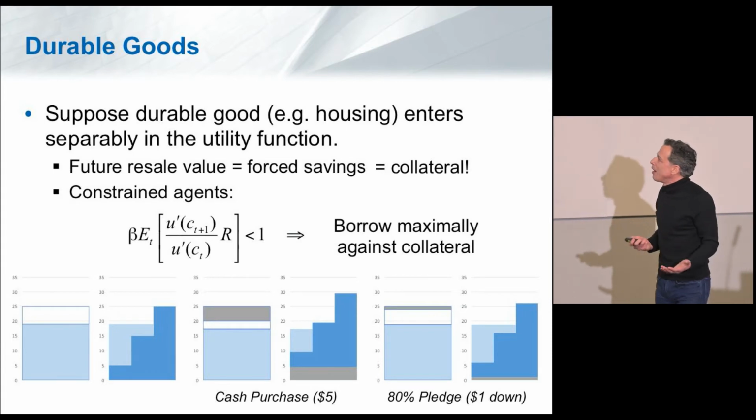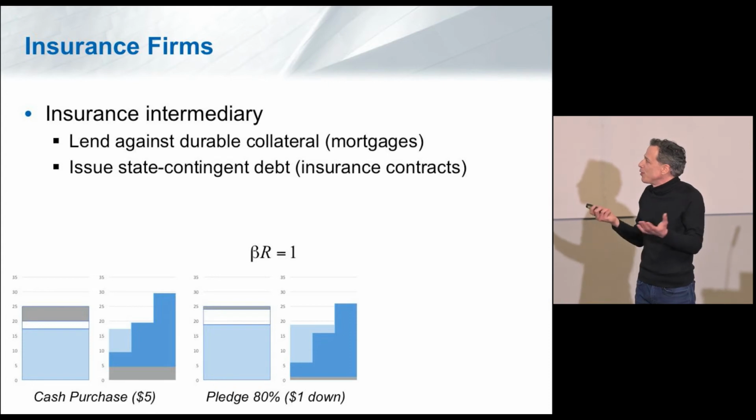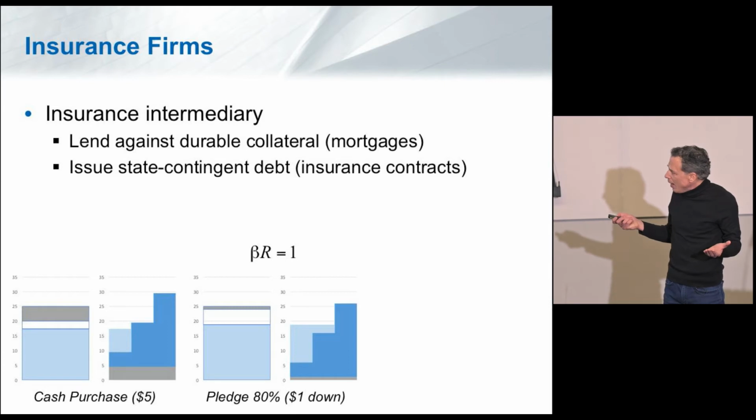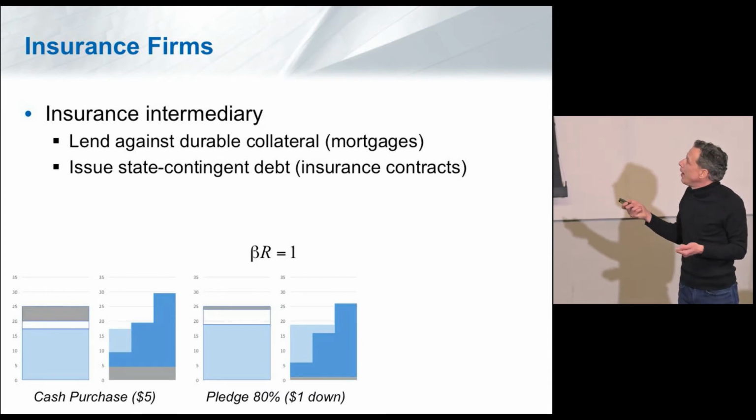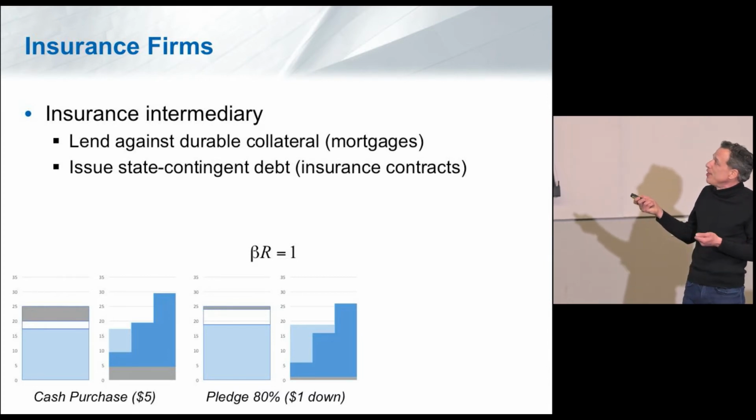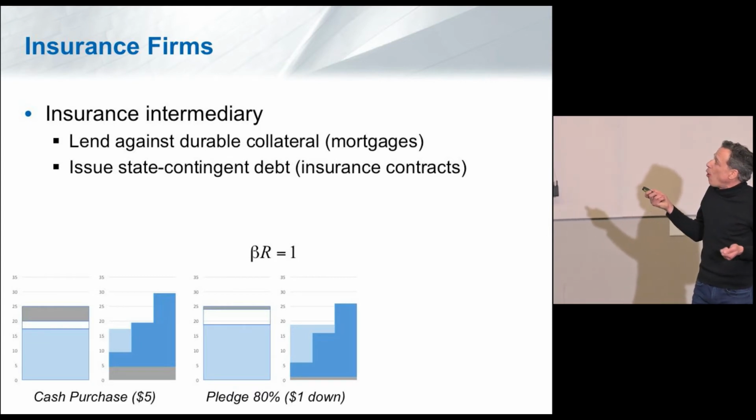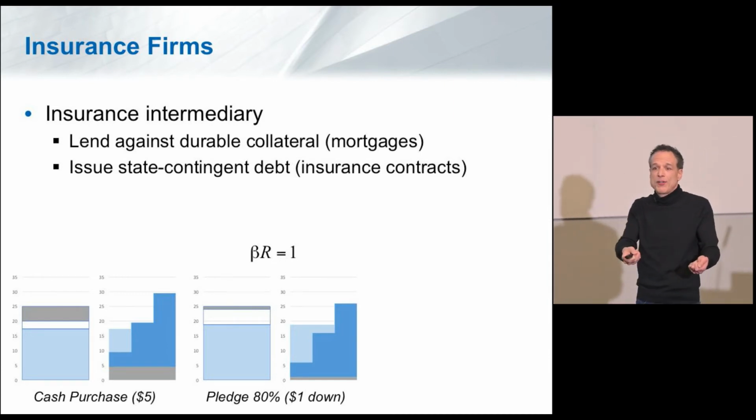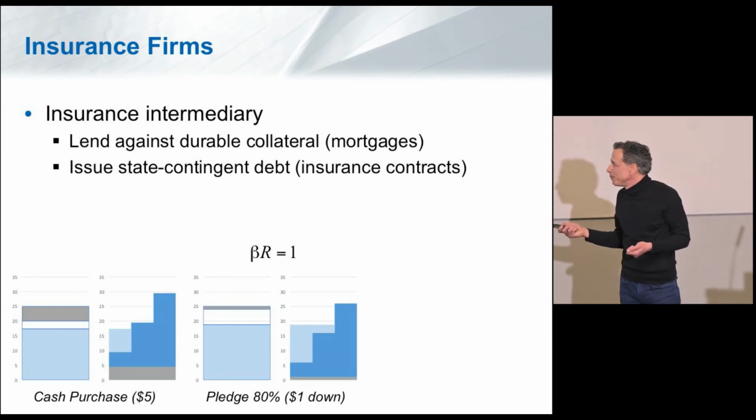Okay, so now we've got those two pieces in the model, and we can think about the insurance firms, these insurance intermediaries. What are they doing? Essentially the household is buying this state contingent debt, so the insurance company is issuing these state contingent debt claims. These are the insurance contracts, and they're holding the mortgages, right? So they lend to provide those mortgages that the households are demanding in order to buy the durable goods in the model.